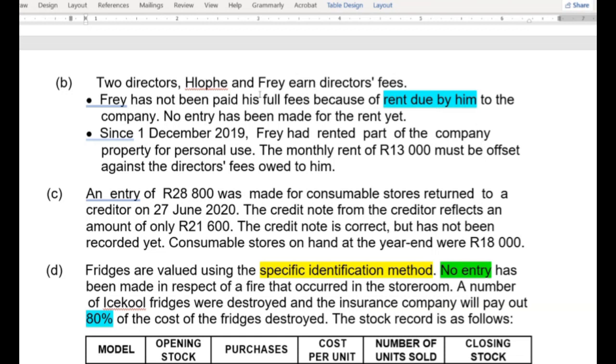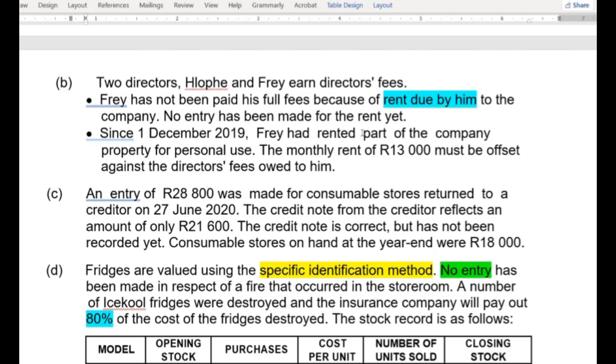Right. So it says Frey did not receive his full fees, so we didn't pay him his full fees because he owes us rent, okay? And no entry has been made of the rent. So I make a mental note of that. Since December, Frey has rented out part of the company's property for personal use. The rent of 13,000 will be offset against fees owed by him. I'm going to explain the term offset in a minute, so that you can understand that.